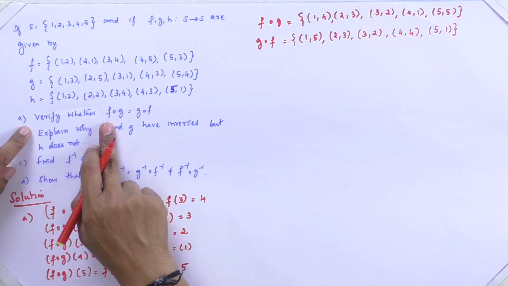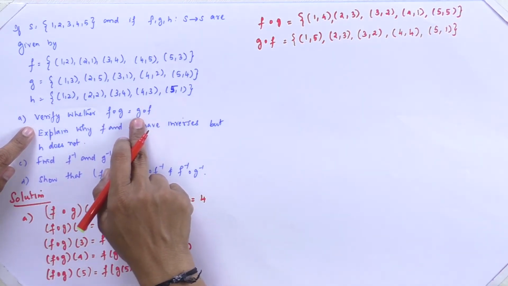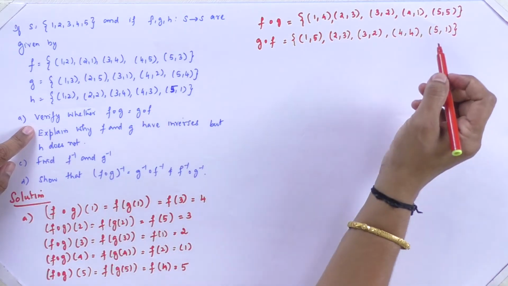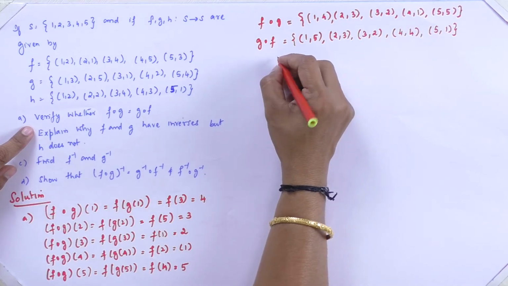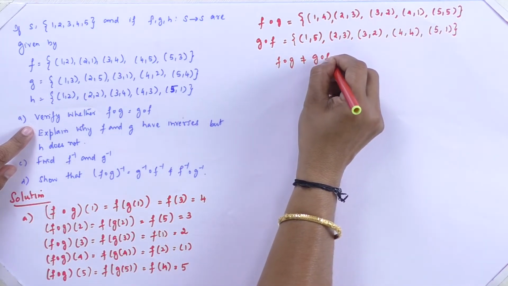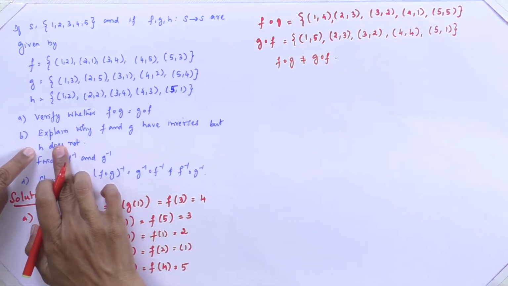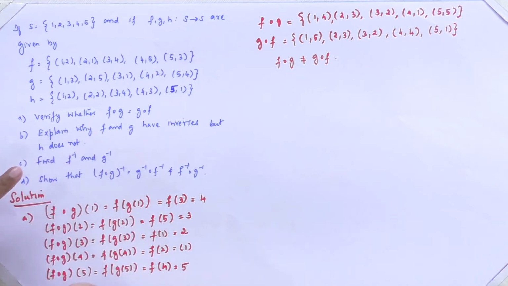So we have to verify whether G composition F and F composition G are one and the same. Check it out now. I have 1, 5 and 1, 4. So therefore this is not true here. F composition G is not equal to this. And next is: explain why F and G have inverses but H does not.